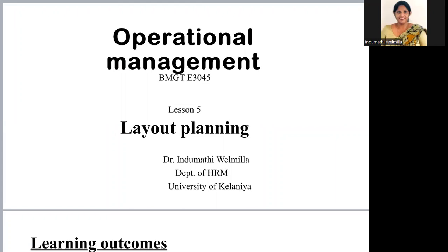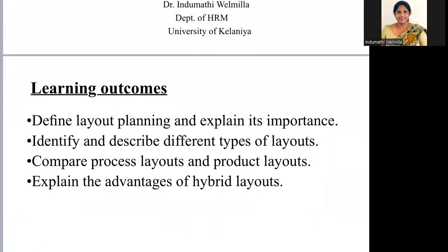So first of all, let me explain the learning outcomes of this session. After completion of this session, you should be able to define layout planning and explain its importance, identify and describe different types of layouts, compare process layout and product layout, and finally explain the advantages of hybrid layout analysis.